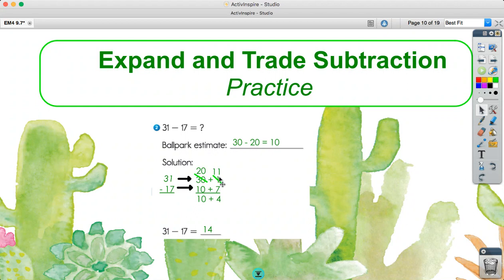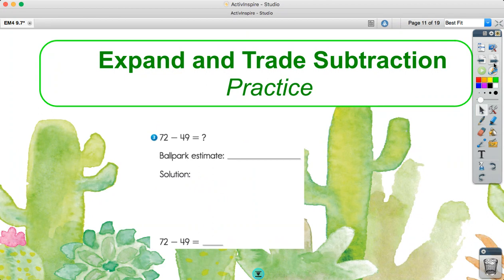I can't subtract 7 from 1, so I need to borrow 10 from 30 and move it to the ones place, which makes 11. I'm left with 20 in my tens place. Now I can subtract. 11 minus 7 equals 4, and 20 minus 10 equals 10. 10 plus 4 equals 14. Therefore, 31 minus 17 equals 14. Let's try the next one.